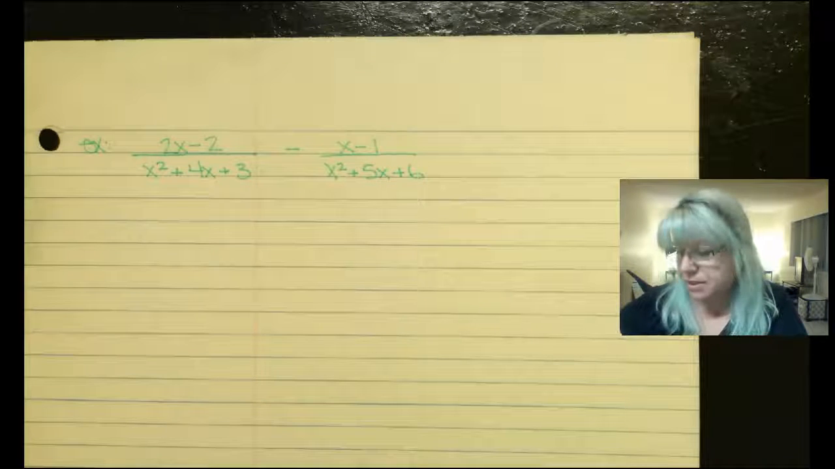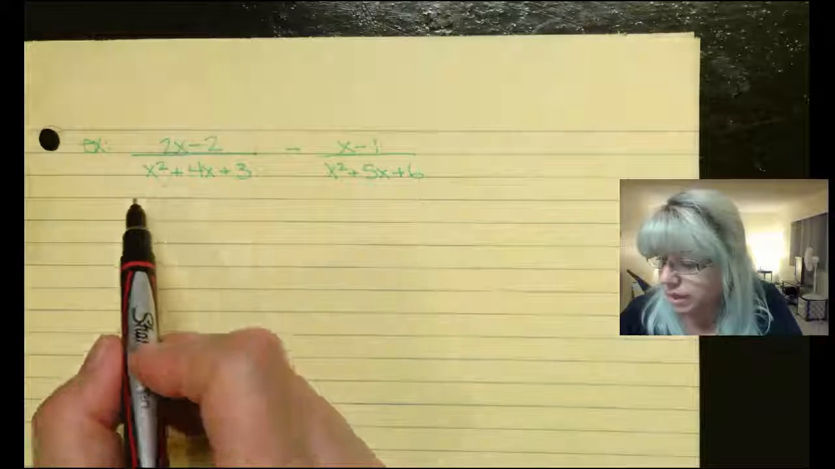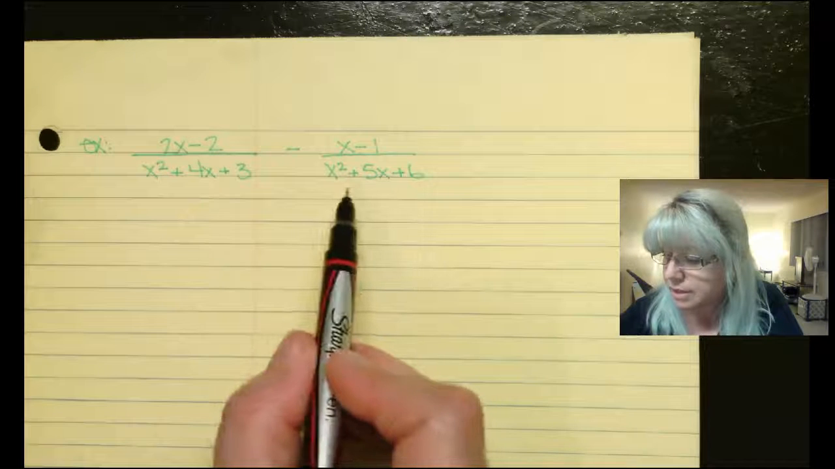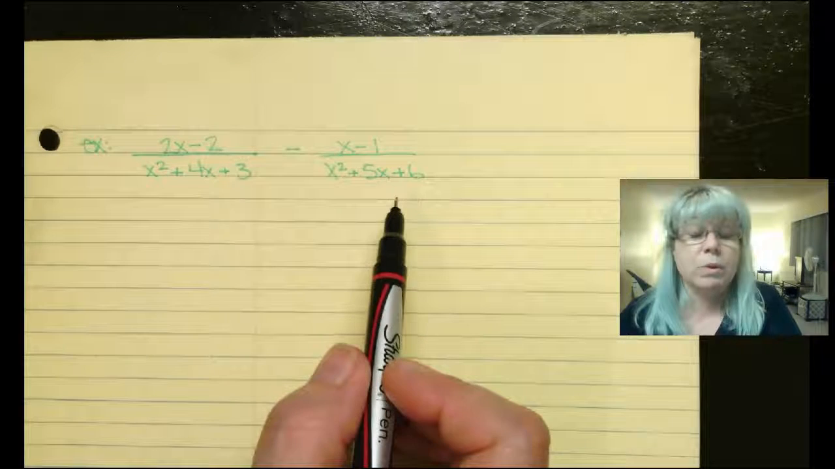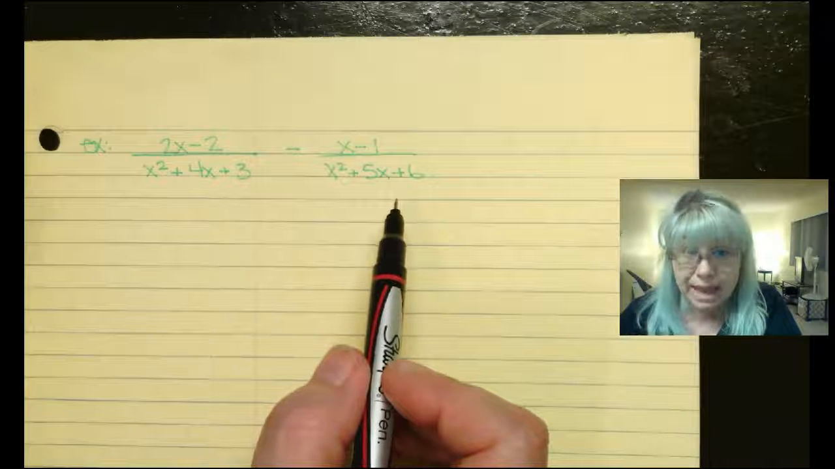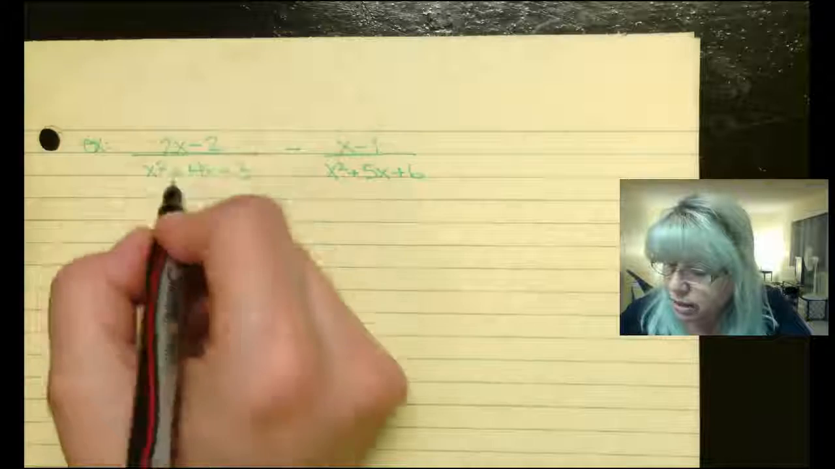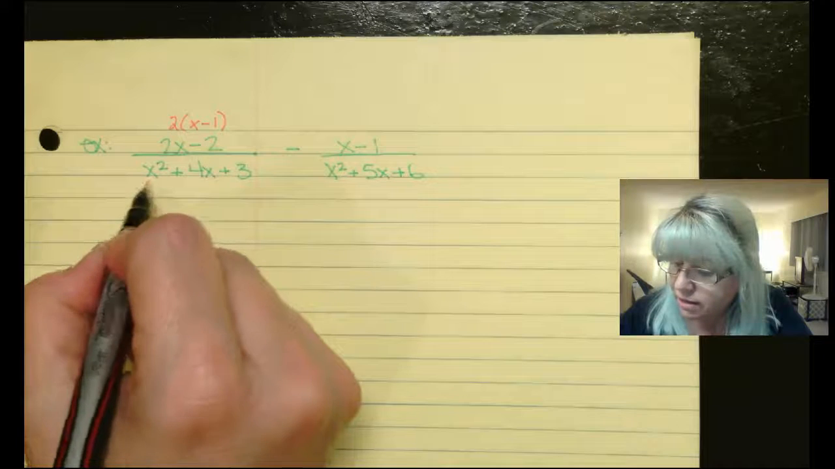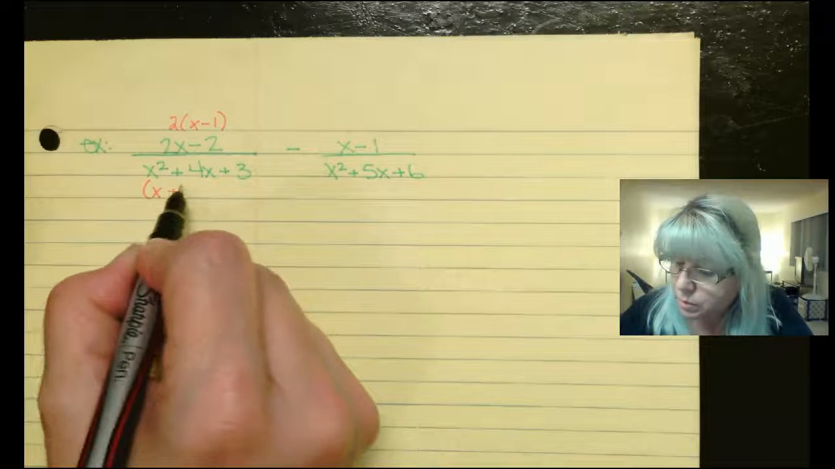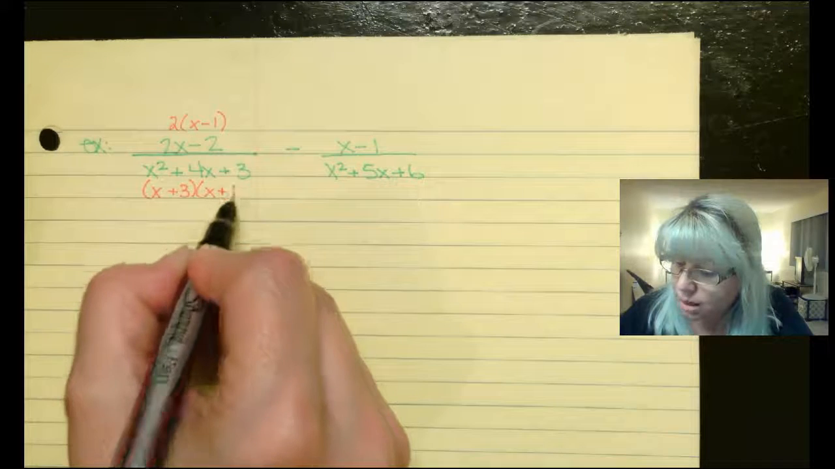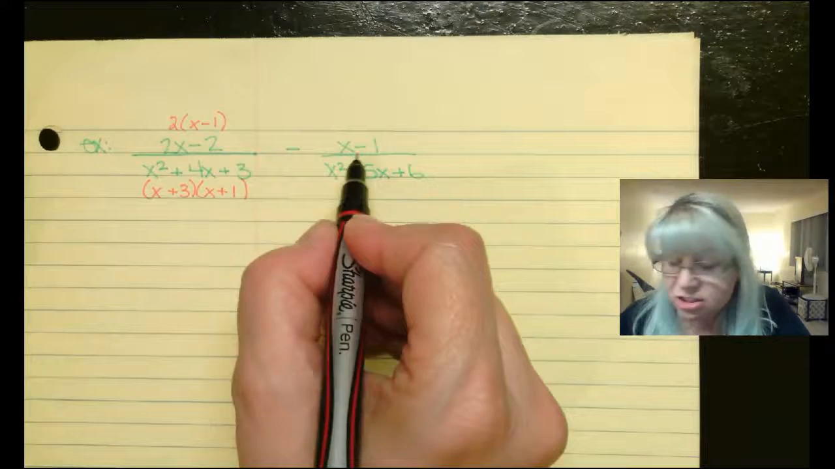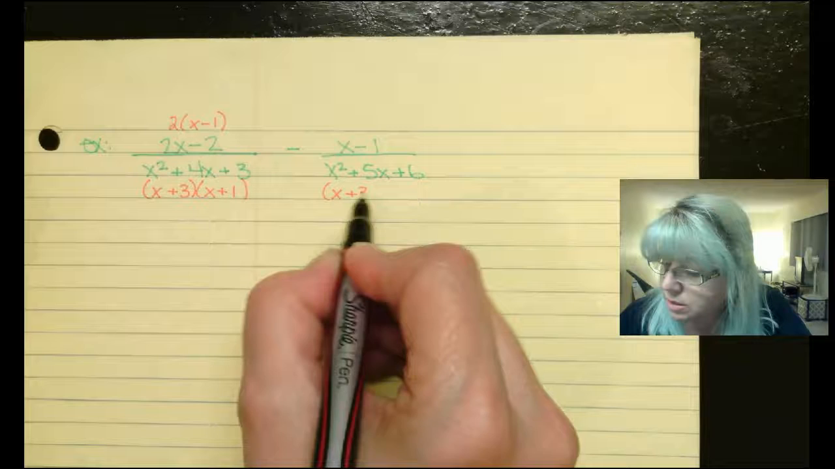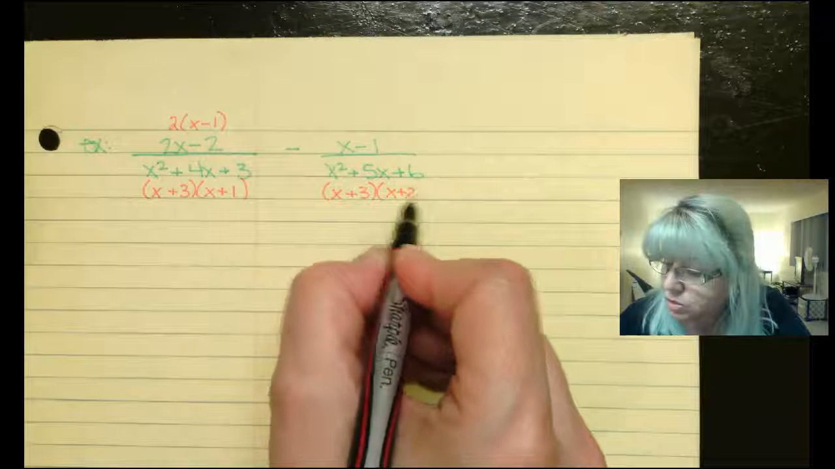All right, first things first with new problem, 2x minus 2 all over x squared plus 4x plus 3 minus x minus 1 all over x squared plus 5x plus 6. First thing we want to do is factor anything and everything we can. So the numerator I can factor as 2 times x minus 1. The denominator I can factor as x plus 3, x plus 1. The numerator here is just an x minus 1. The denominator is x plus 3, x plus 2.